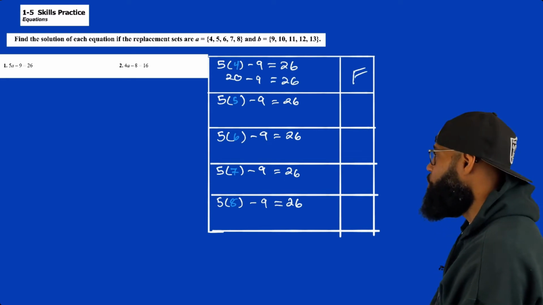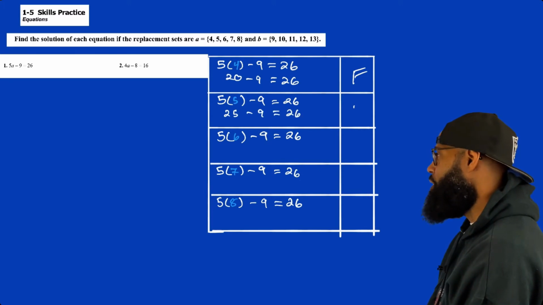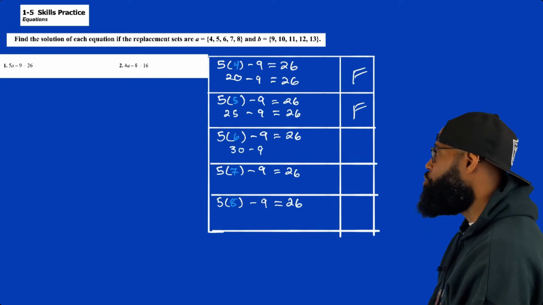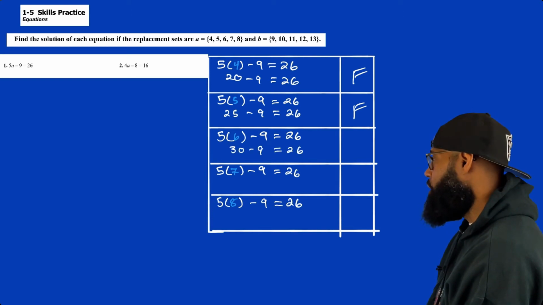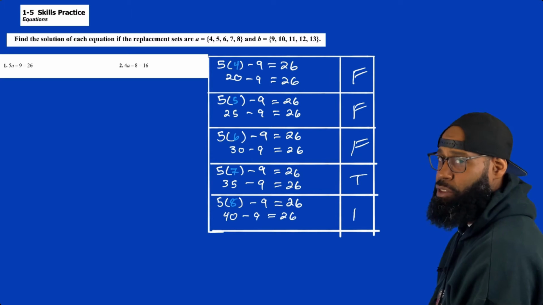So 5 times 4 is 20. 20 minus 9 does not equal 26. That is false. 25 minus 9 does not equal 26. That is false. So I haven't found a true statement yet. Yeah, that's 21. That's still false. But 35, hold on, minus 9. Wait, check it out. Yeah, that's true. I found a solution inside of that solution set.